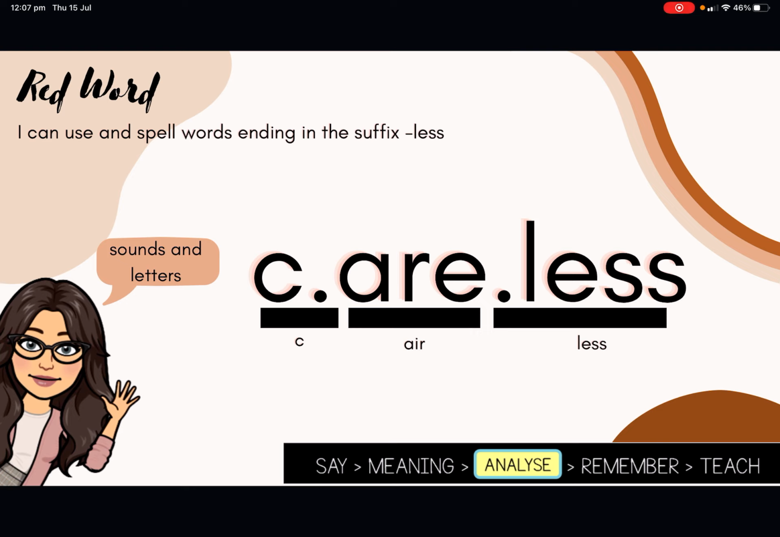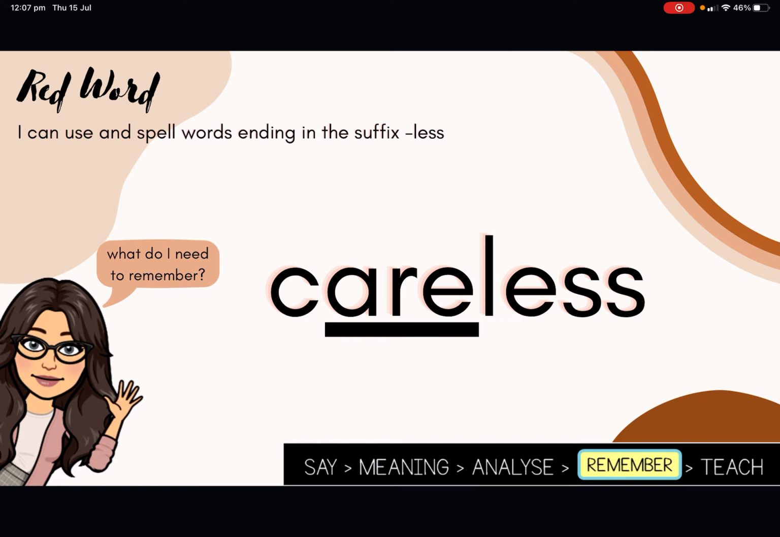However, when we add the suffix less to the end of it, it actually becomes a negative. So we now have the word careless, and as we know, based on the definition read before, careless is not a very good thing. So the letters we have are C, A-R-E, L-E-S-S, and that gives us careless.